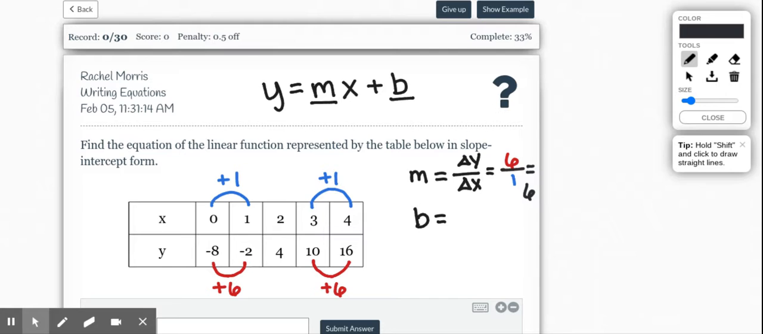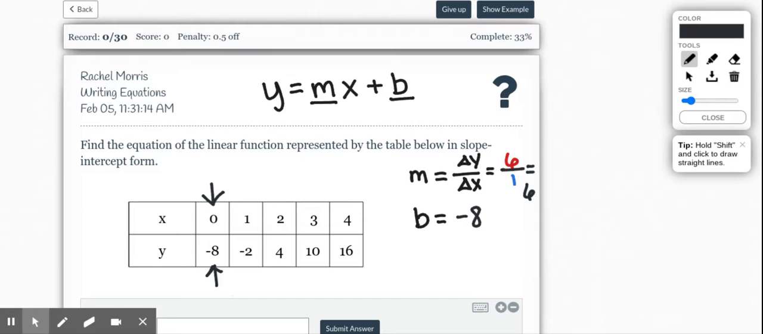Now our b value. Our b value, let me just erase some of this here. We need to look at when x is 0. When x is 0, so here, x is 0, what is your y value? What is your y-intercept? Well, that is -8.